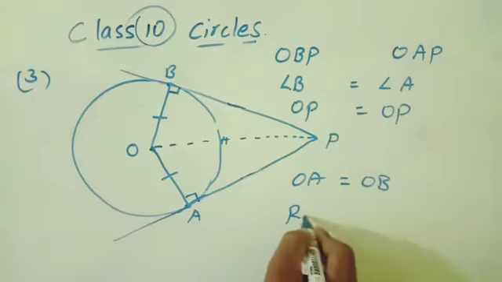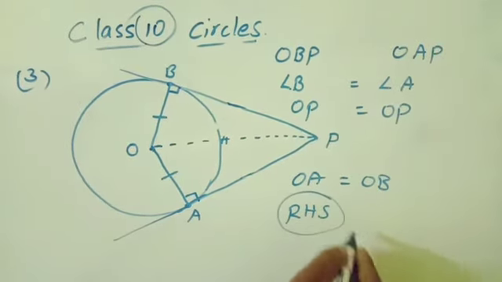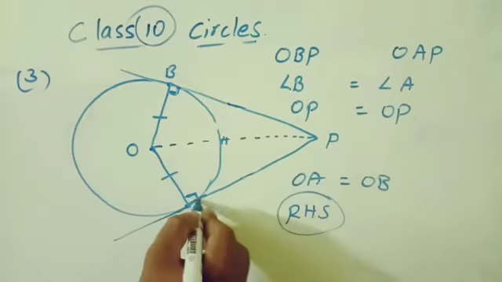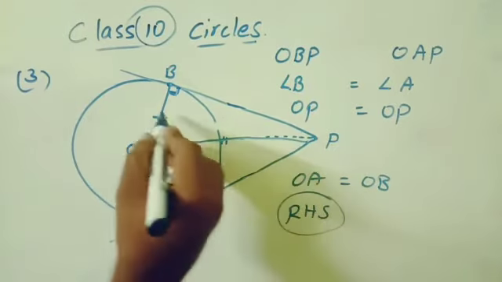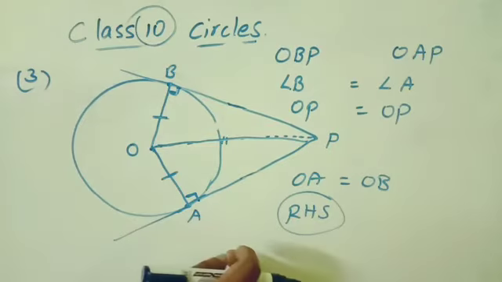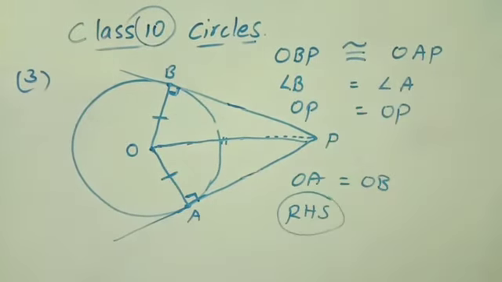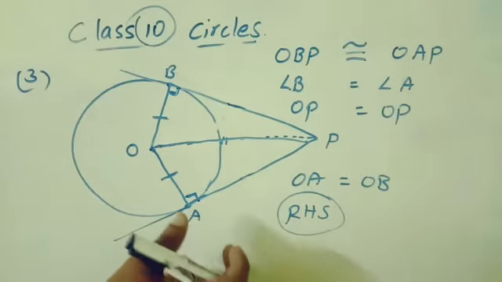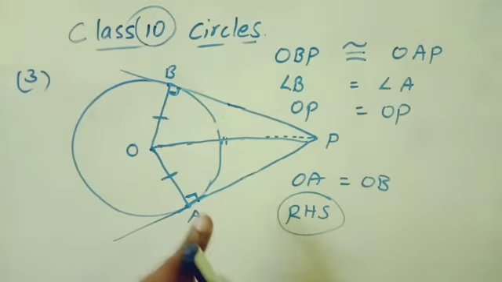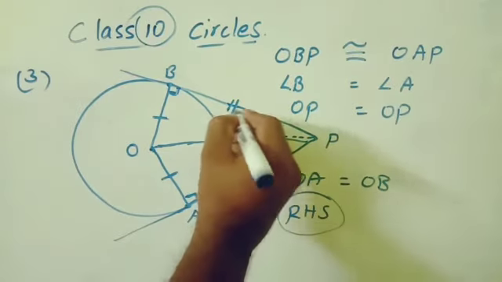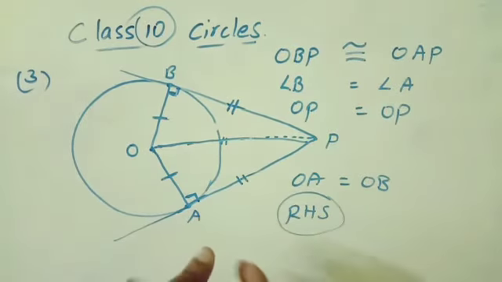According to RHS congruency, right angle, hypotenuse and side: the right angle is there, the hypotenuse is matching and one side is also matching. These two triangles are congruent to each other. The congruent symbol is this. Triangle OPB and triangle OAP are congruent to each other. So automatically the remaining everything will be equal. So PB is equal to PA.